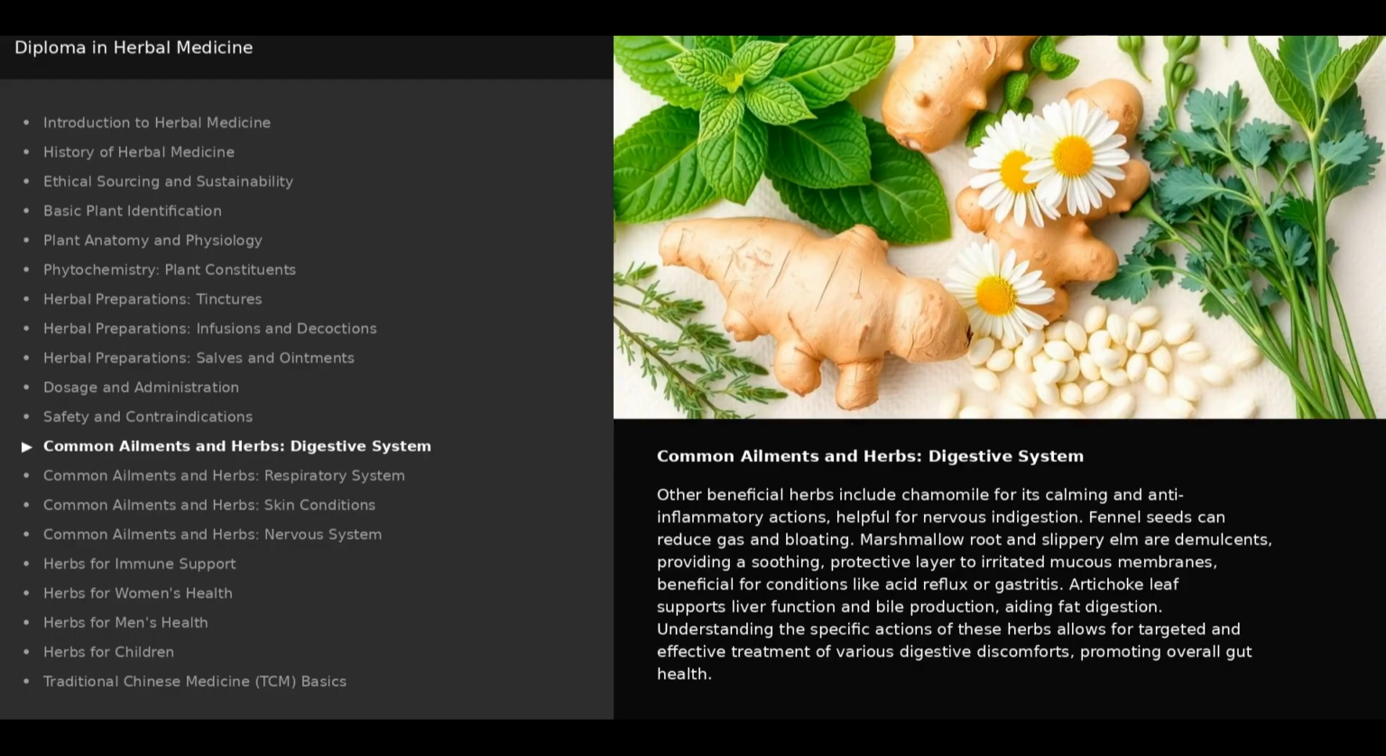Other beneficial herbs include chamomile for its calming and anti-inflammatory actions, helpful for nervous indigestion. Fennel seeds can reduce gas and bloating. Marshmallow root and slippery elm are demulcents, providing a soothing, protective layer to irritated mucous membranes, beneficial for conditions like acid reflux or gastritis. Artichoke leaf supports liver function and bile production, aiding fat digestion.